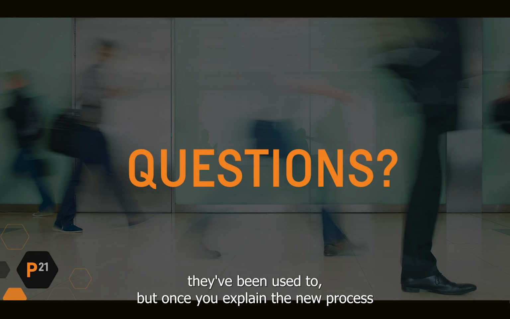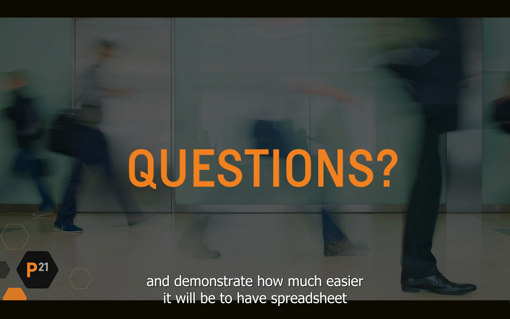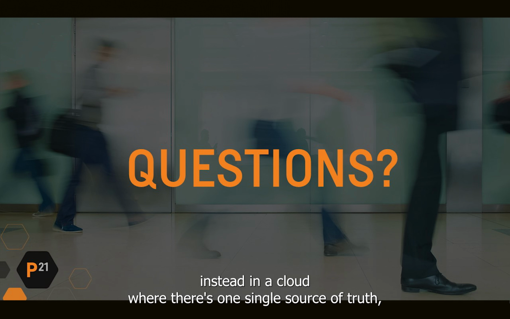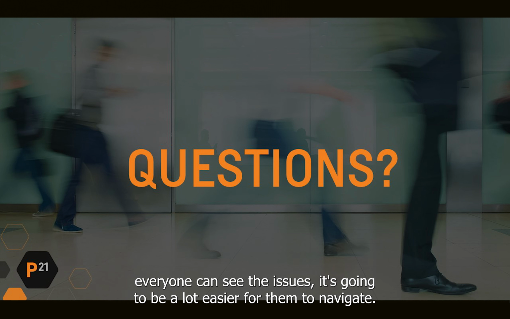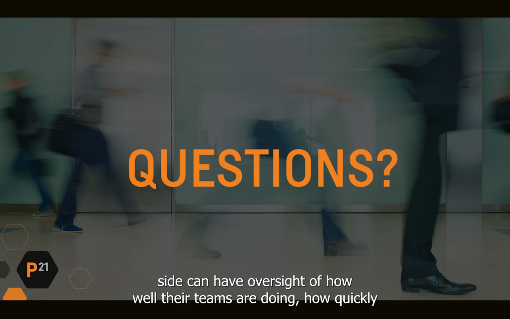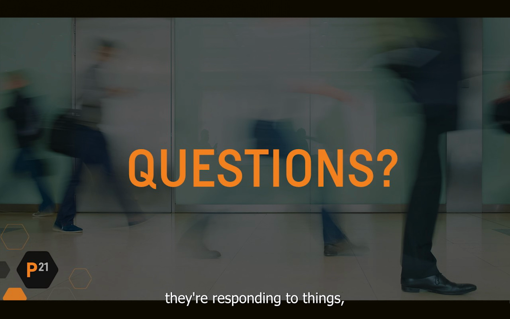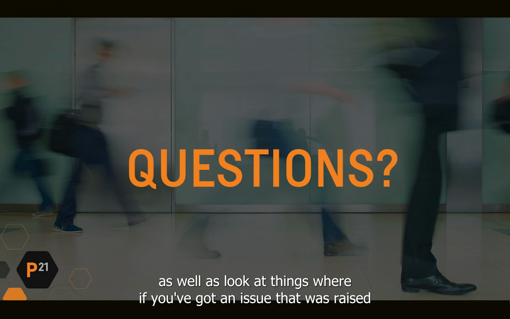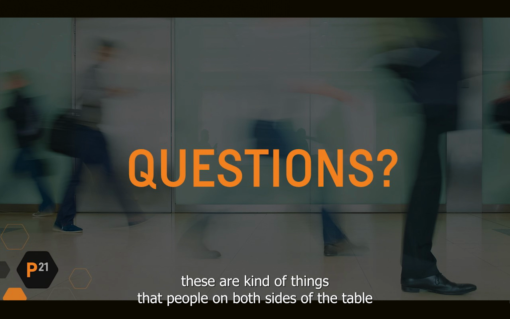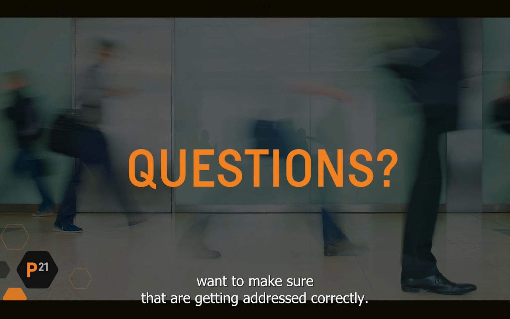But once you explain the new process and demonstrate how much easier it will be to have issues done in a cloud instead of a spreadsheet, where there's one single source of truth and everyone can see the issues, it's going to be a lot easier for them to navigate. So the project managers on that side can have oversight of how well their teams are doing, how quickly they're responding to things, as well as look at things where if you've got an issue that was raised previously and then it was closed and then it's reopened again, these are the kind of things that people on both sides of the table want to make sure are getting addressed correctly.